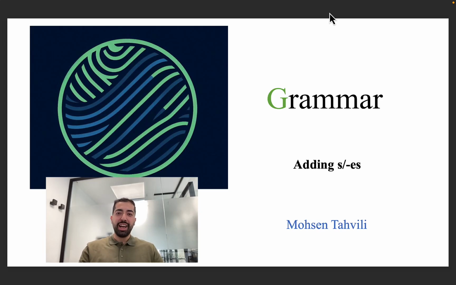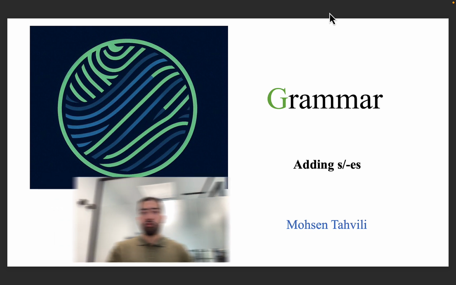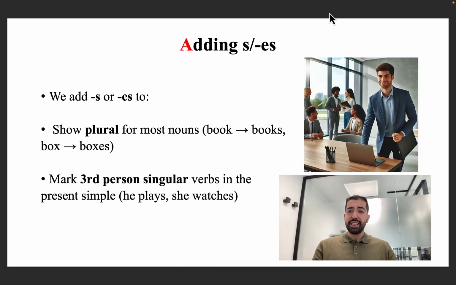This is Mohsen and today we are going to be talking about adding s or es in order to have the words as plural or singular forms. Let's move forward. So, we add s or es to show plural form for most nouns.